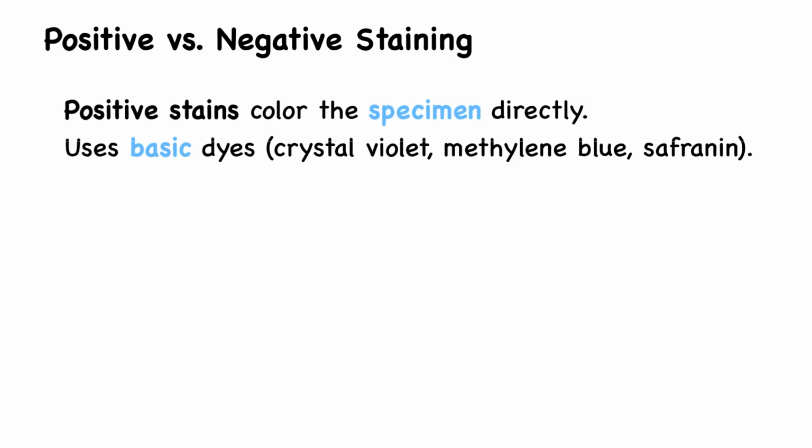Let's talk about some different types of staining techniques. First, talking about positive versus negative staining. In positive staining, the dye is going to stick to the specimen and give the specimen a color. This uses basic dyes like crystal violet, methylene blue, or safranin. In this type of staining, the cells are going to appear colored against a clear background.